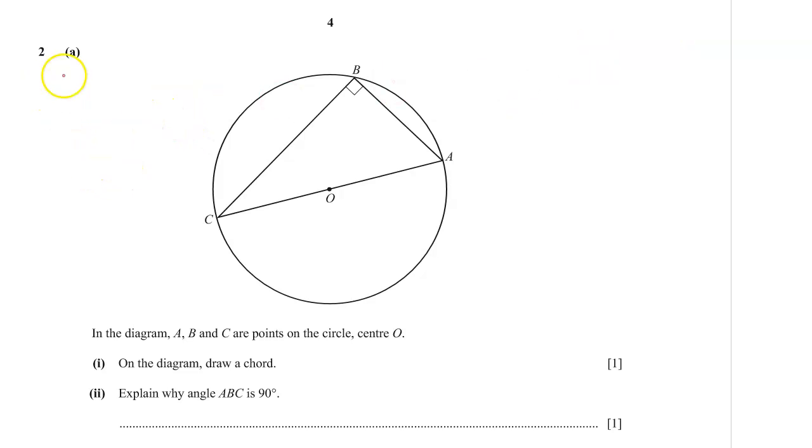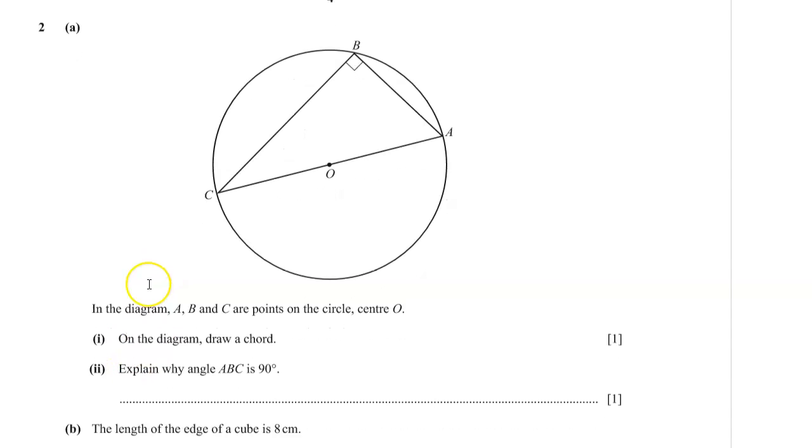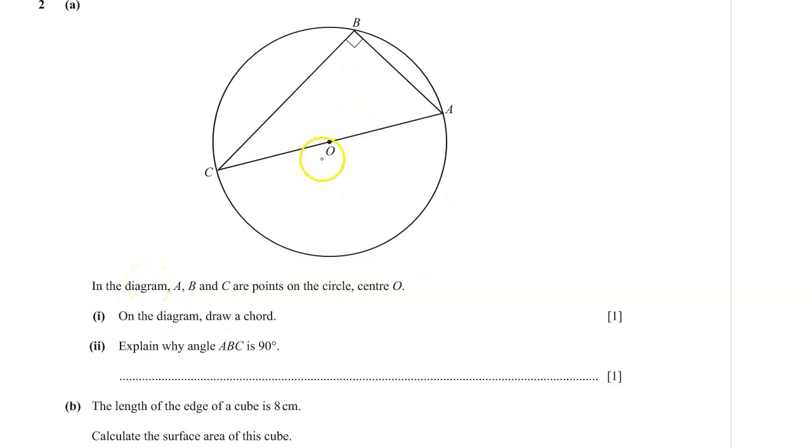Continue to solve question 2. In the diagram, A, B, and C are points on the circle. O is the center of the circle right there. On the diagram, draw a chord. A chord is a straight line joining 2 points on the circumference. Draw that. That's a chord.